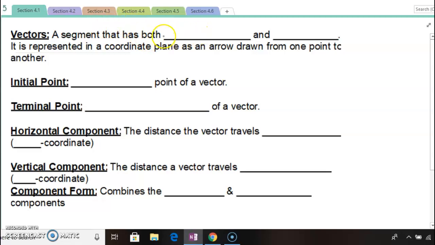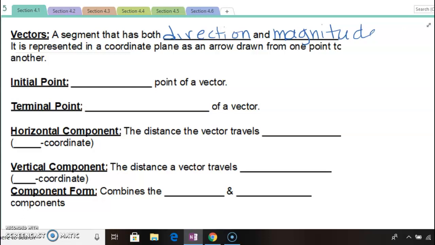Okay, so a vector has both direction and it has magnitude. You will hear a lot about vectors when you go to physics. So vectors tell you what way it's going and how long it's going that way, or how far it's going that way. And we'll talk a little bit more about it here in a minute.